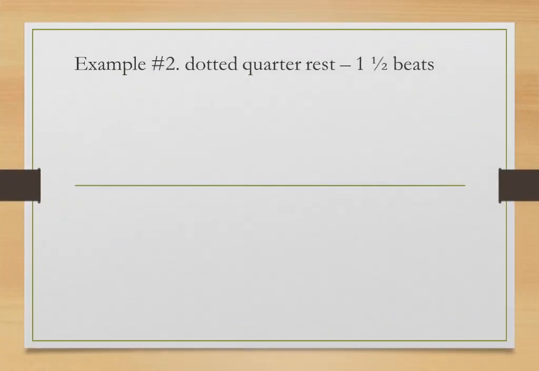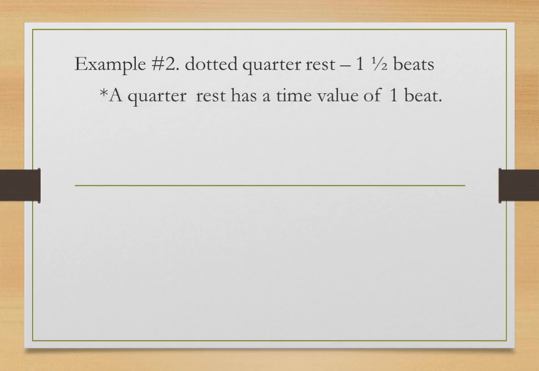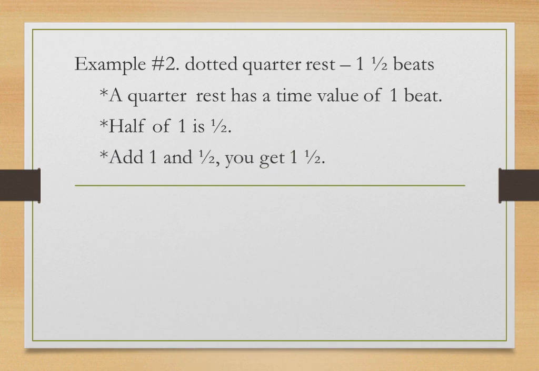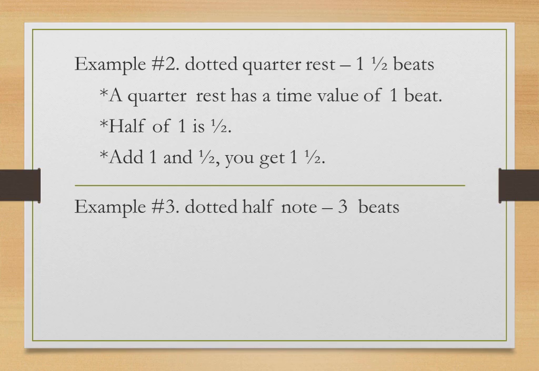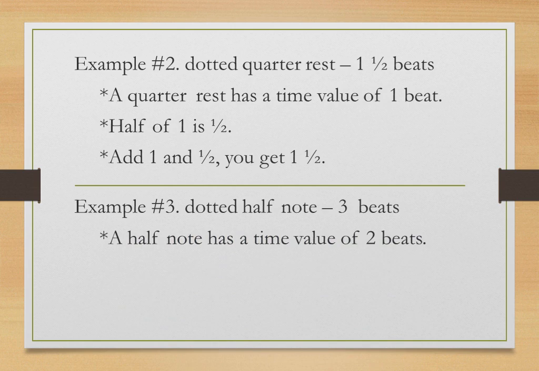Example number 2. Dotted quarter rest has 1 1/2 bits. A quarter rest has a time value of 1 bit. Half of 1 is 1/2. Add 1 and 1/2, you get 1 1/2. And example number 3, dotted half note has 3 bits. A half note has a time value of 2 bits. Half of 2 is 1. Add 2 and 1, you get 3.